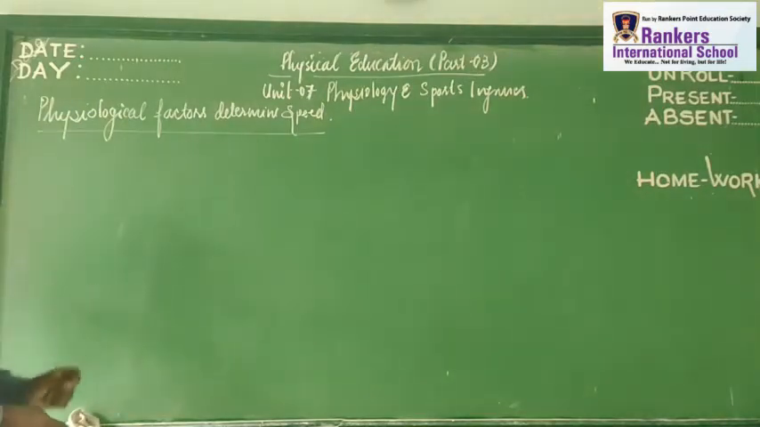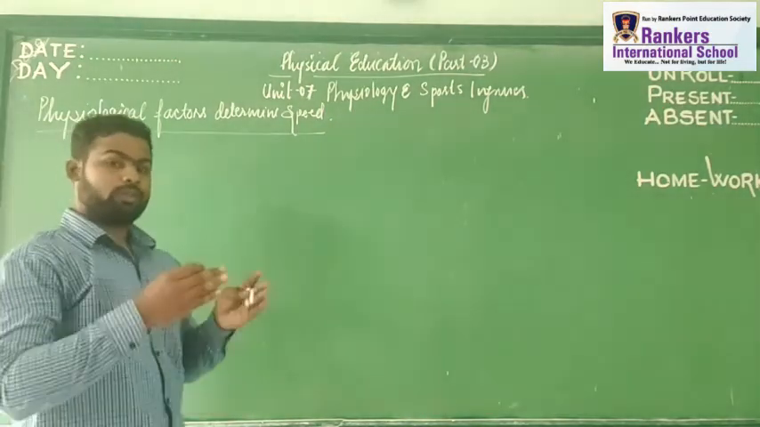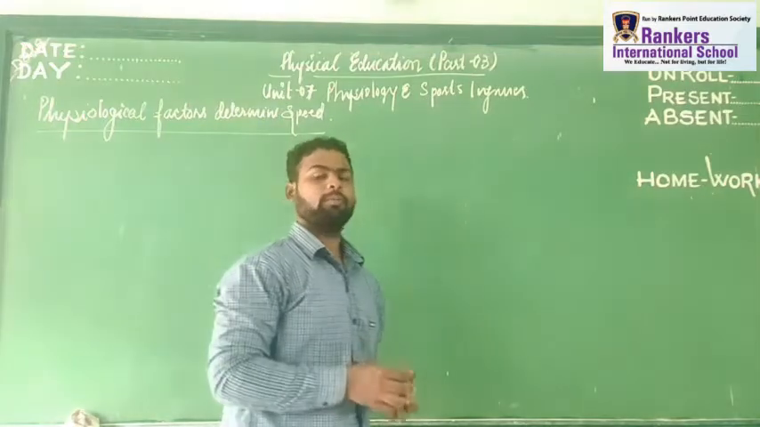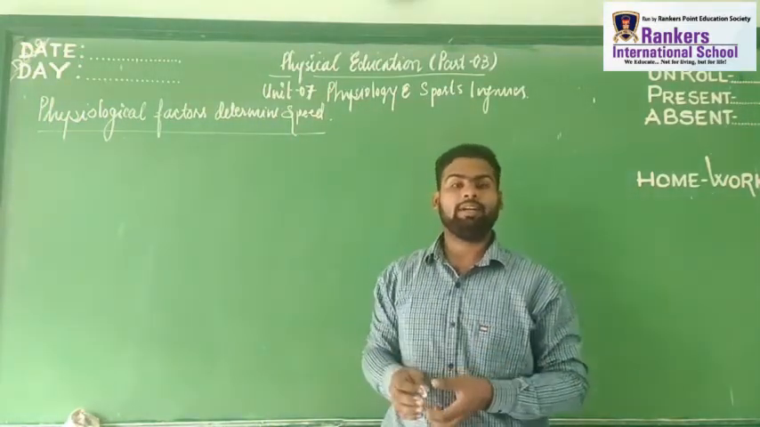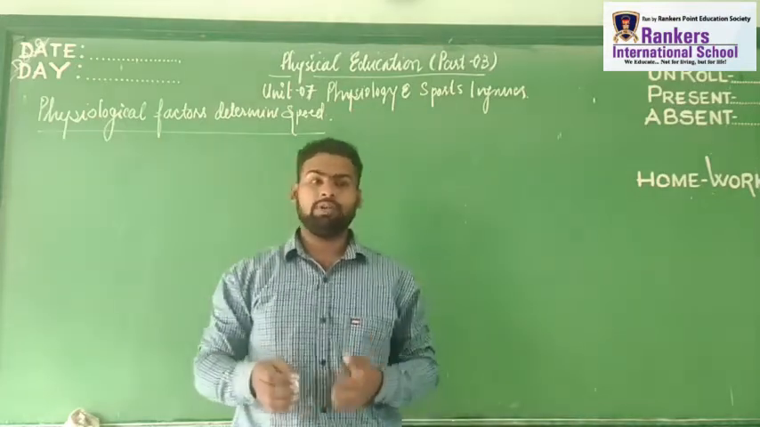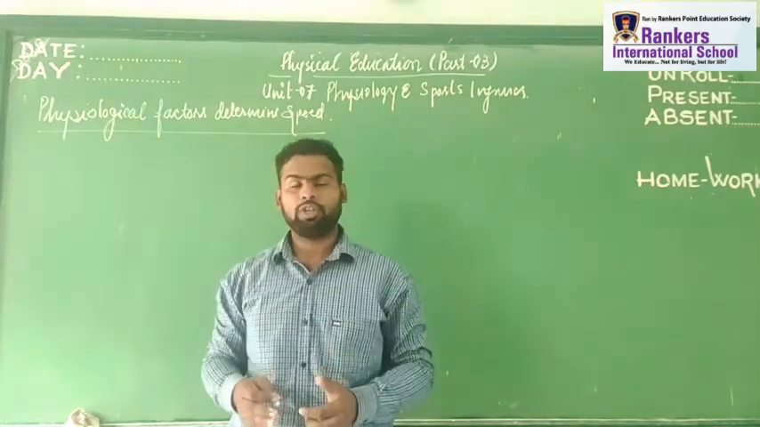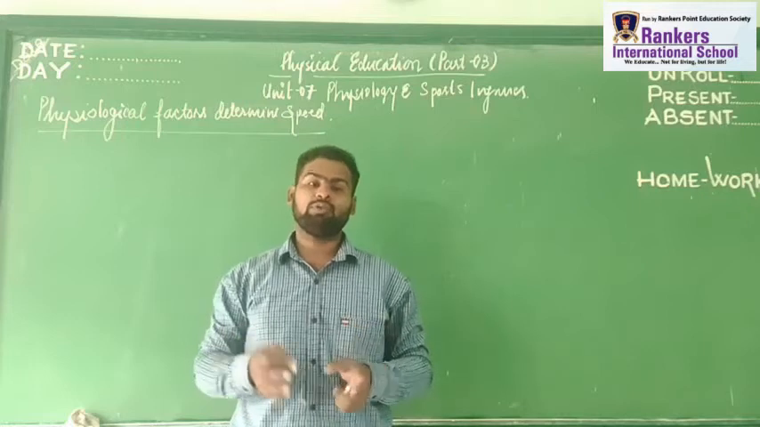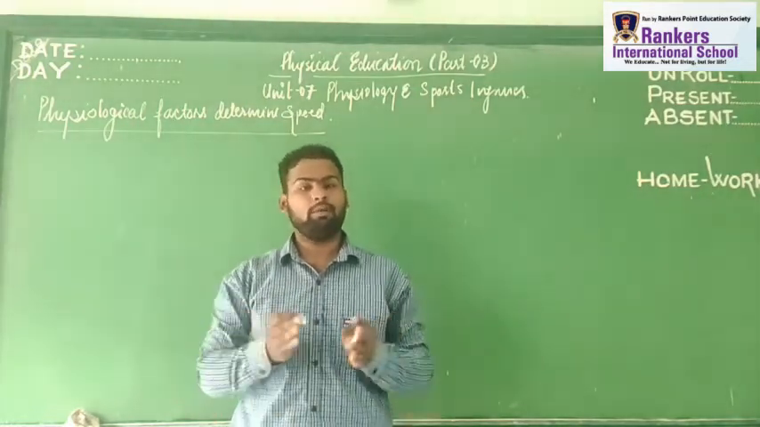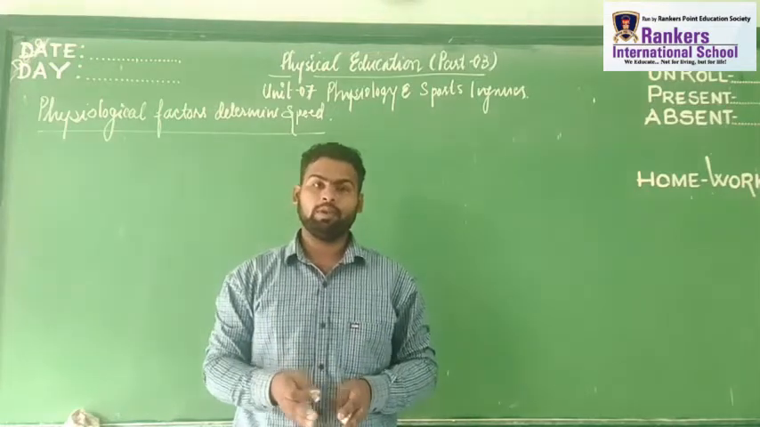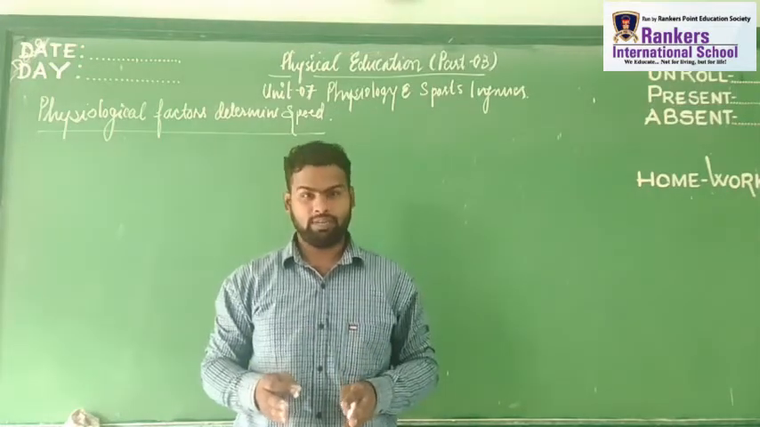So we need to learn what are the physiological factors which determine the speed. But first you should know about speed, and what are the types of speed. We are dealing with a very important chapter. These are the sum of two chapters. Previously these were two different chapters, but CBSE has made them one. So we'll have to do it very nicely, right?